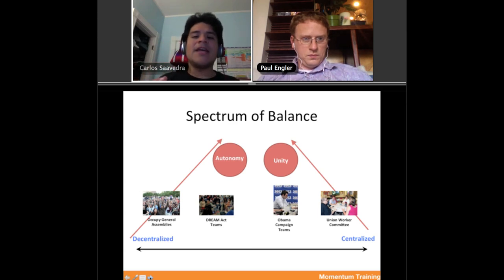Our claim here is that if you go from the centralized side toward the middle, you start creating unity, unity on strategy, unity on what that movement is going to do. To us, that's very, very important. The second element is that if you start from the decentralized side and move more to the middle, toward more balance, you're going to have more autonomy. So really what we're trying to get to is this middle ground where you can have high amounts of autonomy, as Paul puts it, and high amounts of unity at the same time.